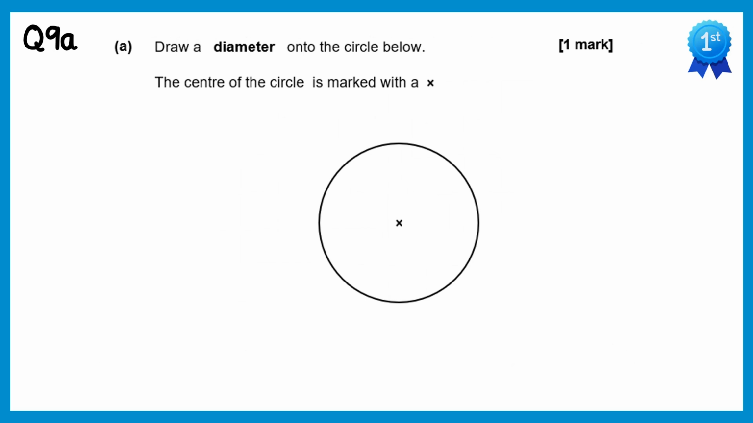For this question we need to draw a diameter. That's a straight line that goes through the centre of the circle, so make sure it goes through that cross.